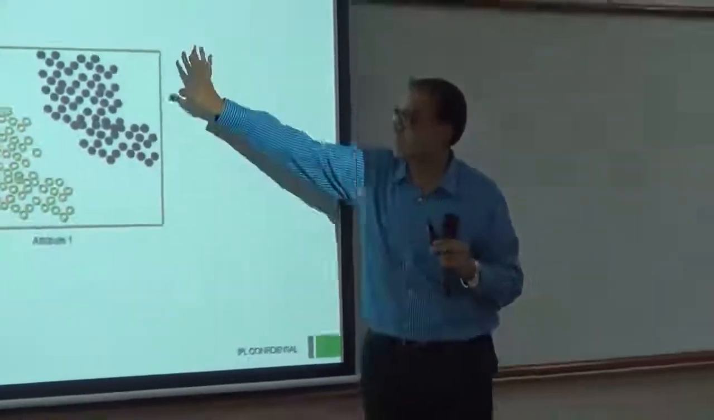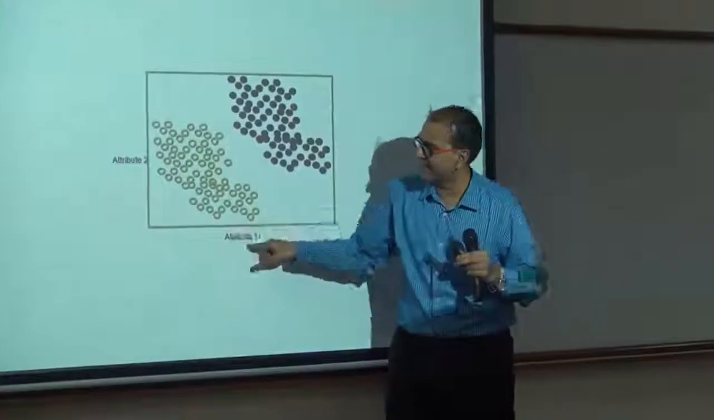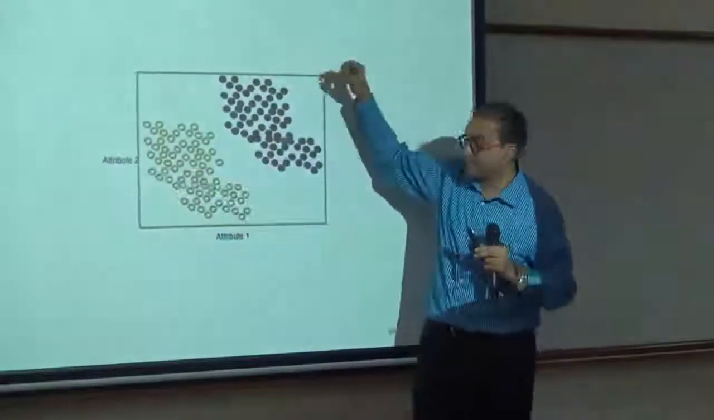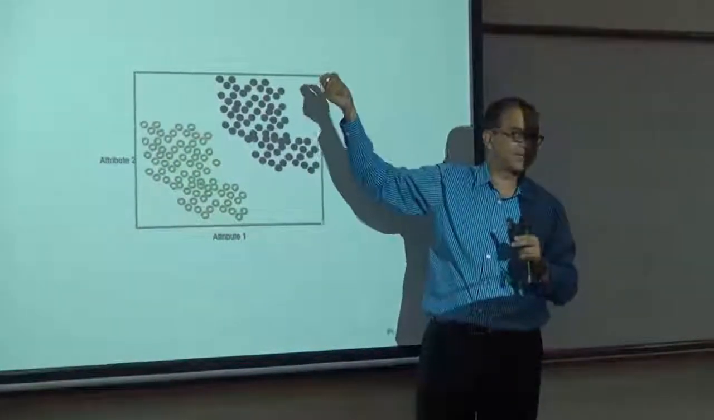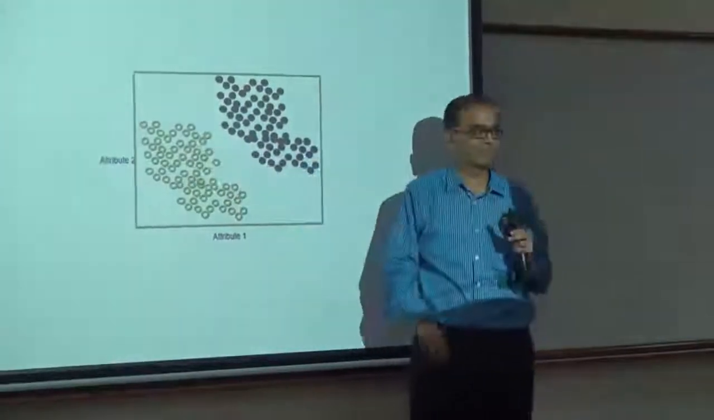This is the past data of 100,000 customers based on two attributes. I collected this in the first 2 months. And then because it's past data, I know how much money they gave in 2 years. These are high revenue users, these are low revenue users.